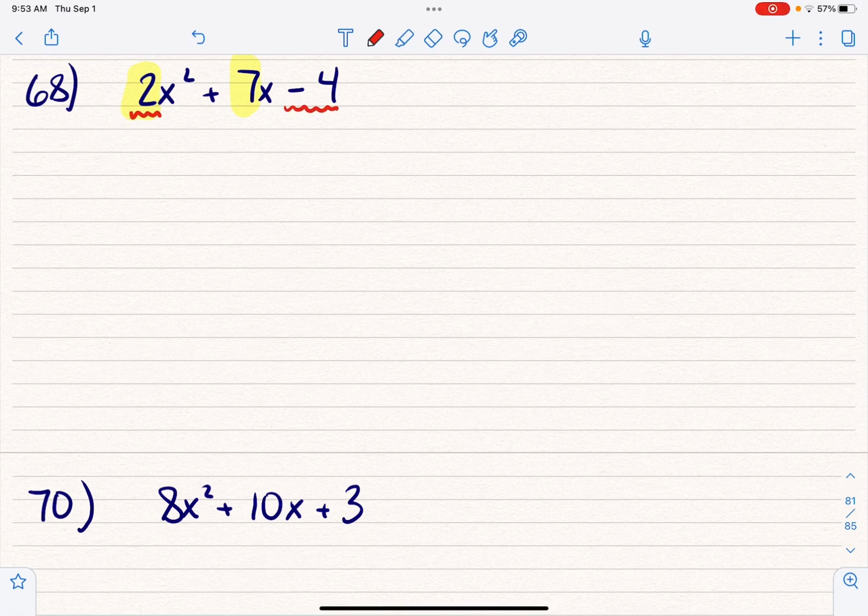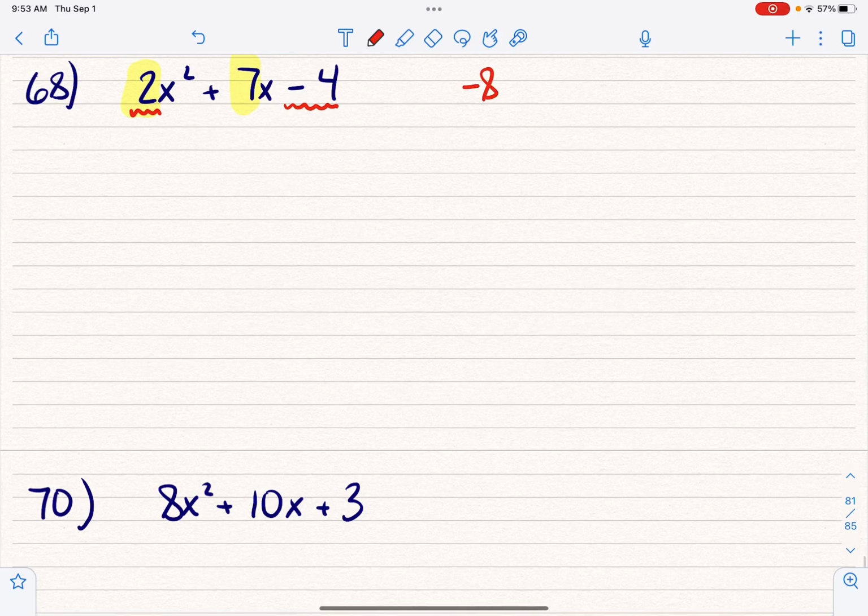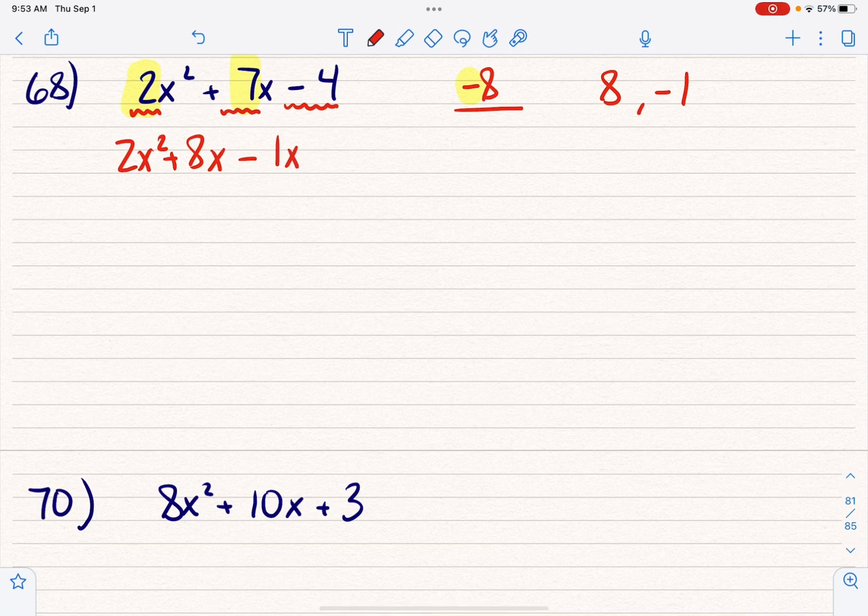And so what we do is we always look and go, okay, this number times this number, what does that give us? 2 times negative 4 gives us negative 8. Now we need factors of negative 8 that add up to be 7. Again, factors of negative 8. If there are factors of negative 8, then one's got to be positive and one's got to be negative. And so we go, oh, it would be positive 8 and negative 1. When I multiply those, I get negative 8. When I add those, I get positive 7. So now I'm going to split this: 2x squared plus 8x minus 1x minus 4.